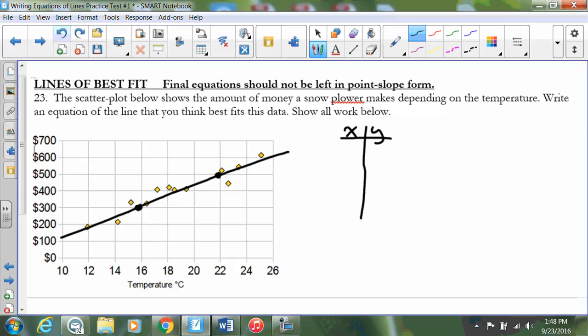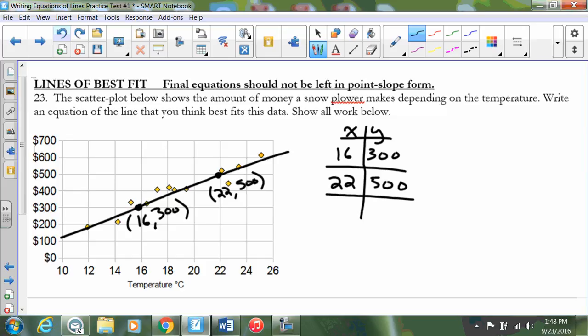So I look at this point, and the point's name is (16, 300) because the x value comes first for the point, and 300 for the y value. So I'm going to put that in my table. And then this second point, its name is (22, 500), 22 for its x value and 500 for its y. So I'm going to also put that in the table. And I'm going to go ahead and find my slope this way. So I'll go ahead and do 500 minus 300 is 200. And 22 minus 16 is 6.